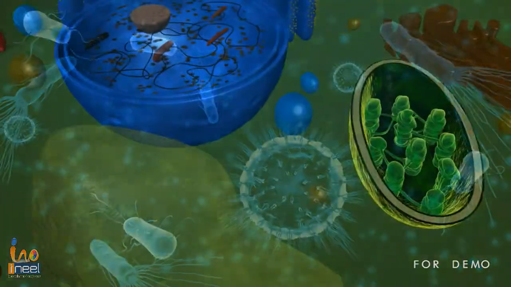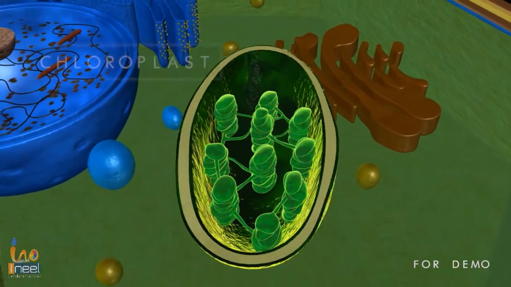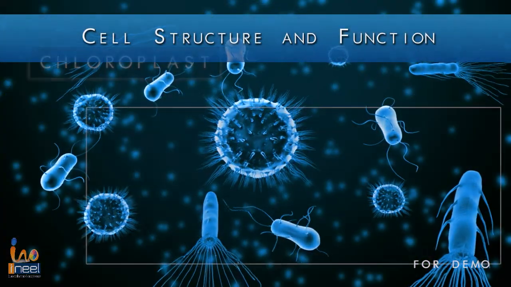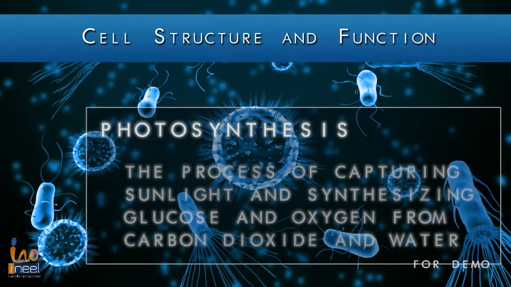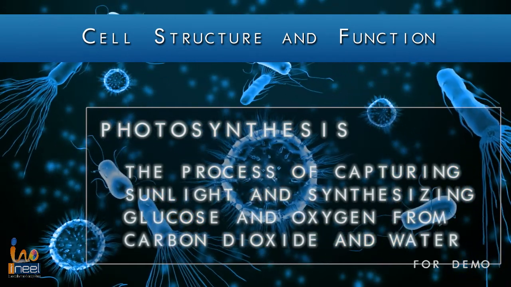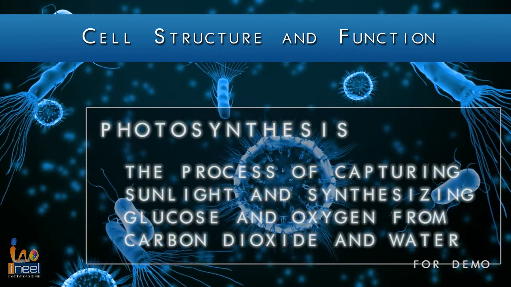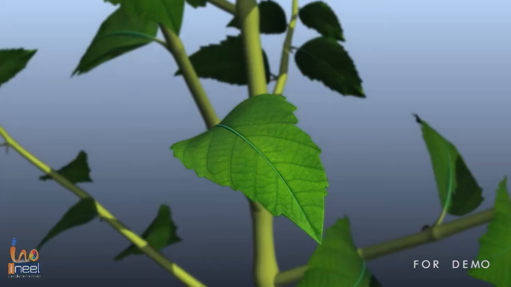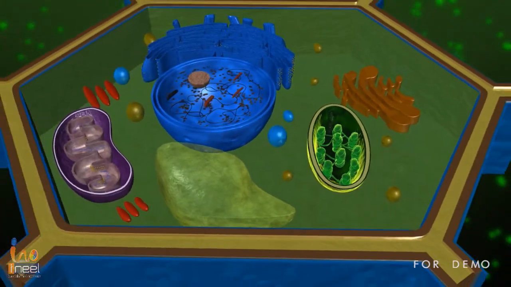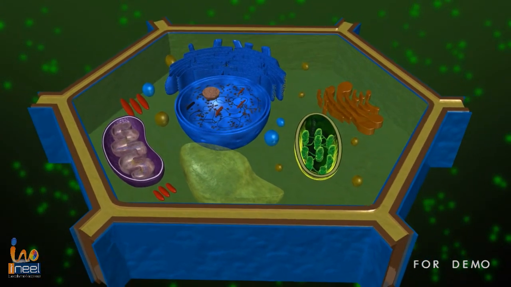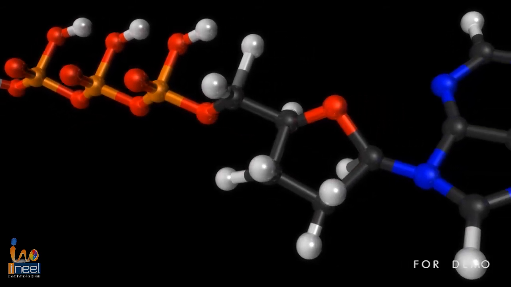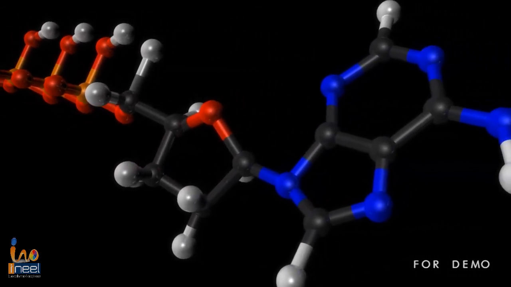The final difference is plant cells have an additional organelle called a chloroplast. The chloroplast is the site of photosynthesis in a plant cell. Photosynthesis is the process of capturing sunlight and synthesizing glucose and oxygen from carbon dioxide and water. Photosynthesis is one of the most important biochemical pathways since nearly all life on Earth depends on photosynthesis as a source of energy. Animals metabolize the glucose from a plant source to produce ATP, the energy currency of the cell. Recall that all organisms need energy to do cellular processes.